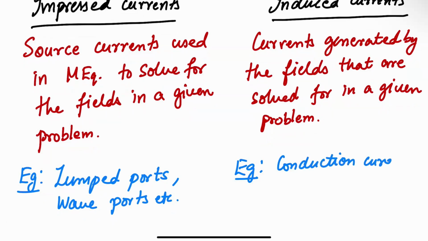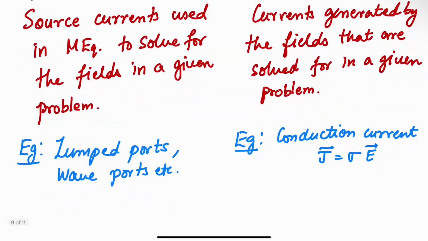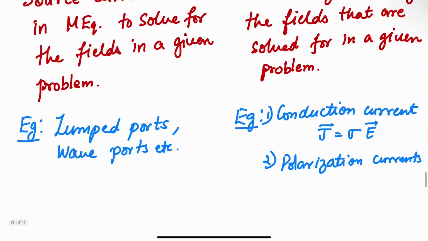Conduction current, a good example, right? Which is J equal to sigma E. And then you can also say you have polarization, magnetization currents, right? Where you replace epsilon and mu with Jp and Jm.